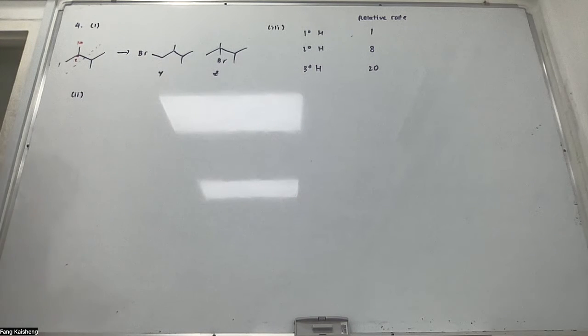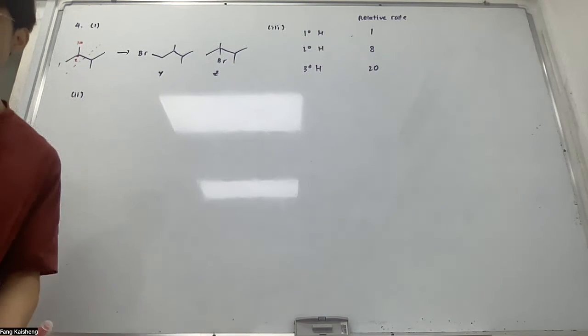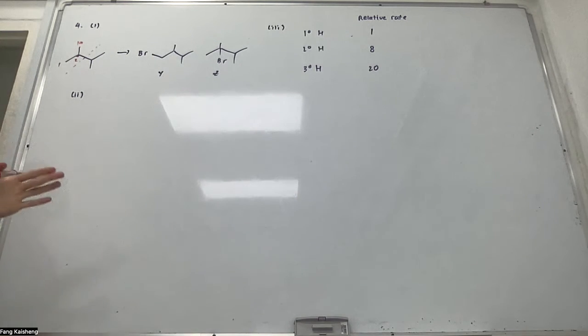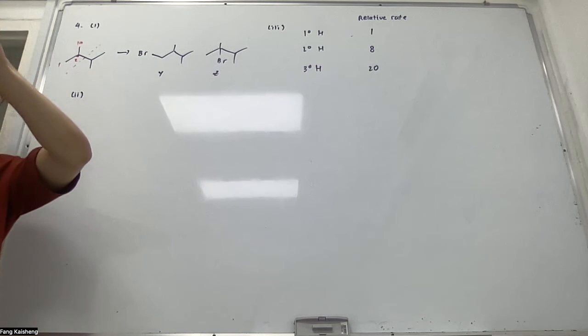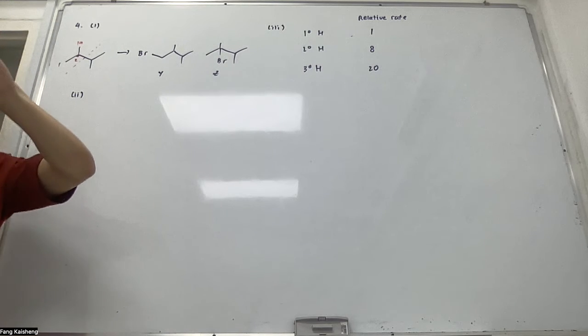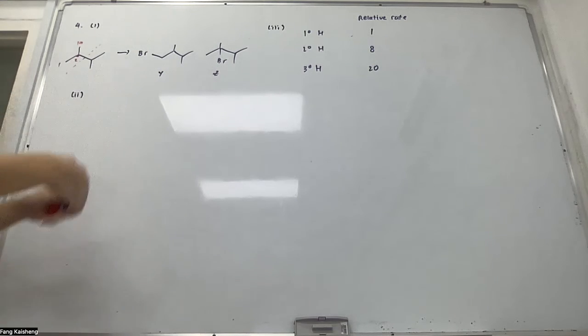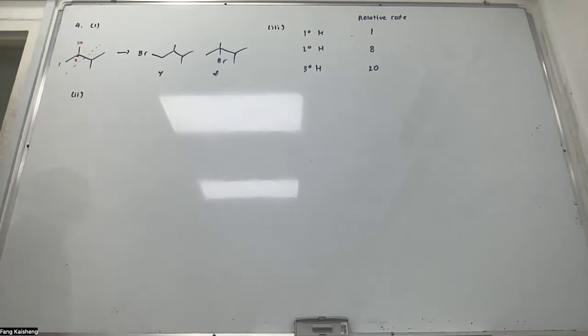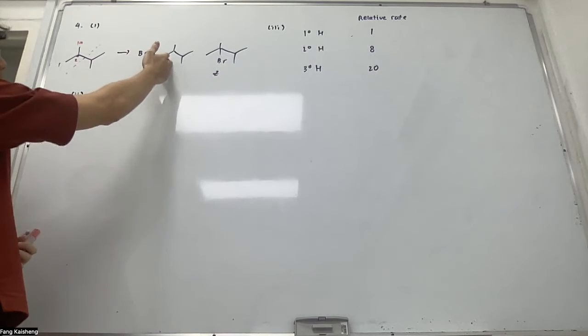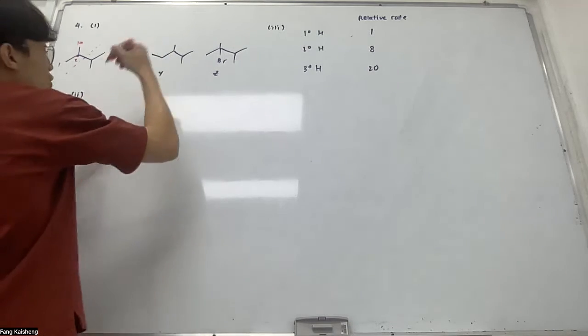Why? Because for Y to rotate plane polarized light, you must fulfill 2 criteria. What are the 2 criteria? 4 different groups, chiral, and not symmetrical. Are any of them symmetrical? No, right? Because there's a bromine. This is not symmetrical, and yet there is a chiral center which is here.